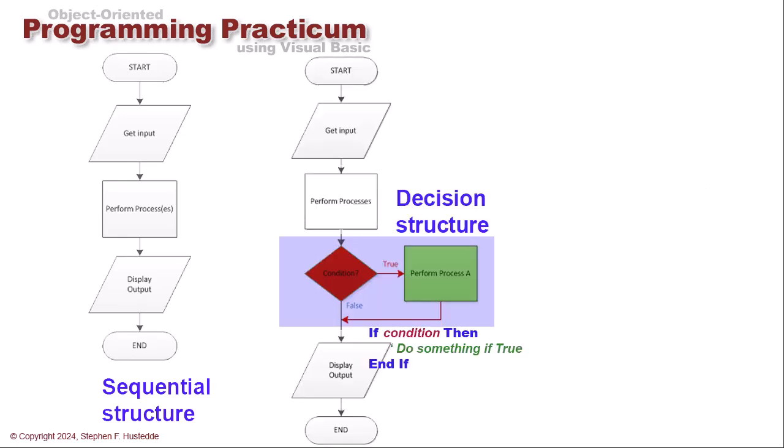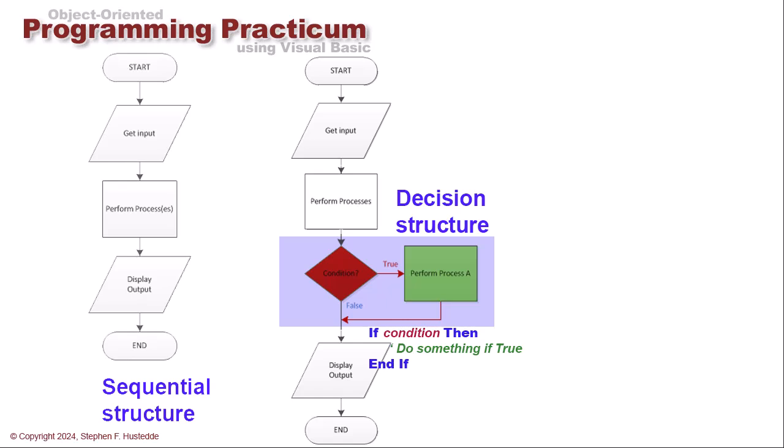Then a few weeks ago we added in decision structures or conditional structures, in which now we have a situation in the flow of the program where we're asking a question. And that question is either true or false. That's a Boolean expression or Boolean question. If it's true, we're going to do something. If it's false, we're going to do something else.